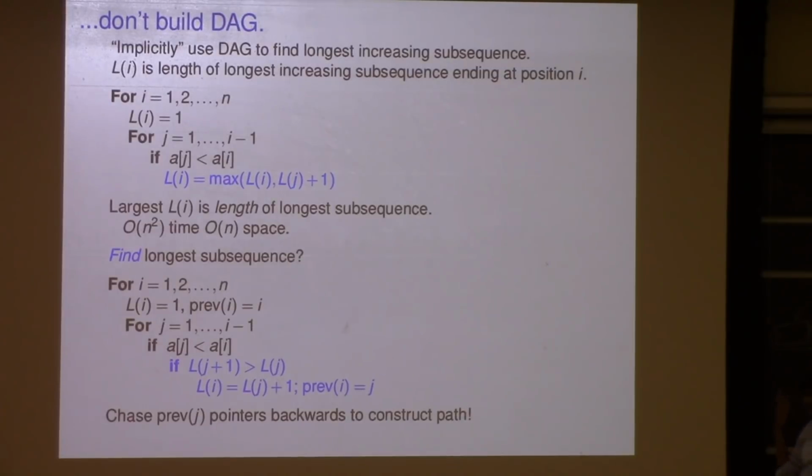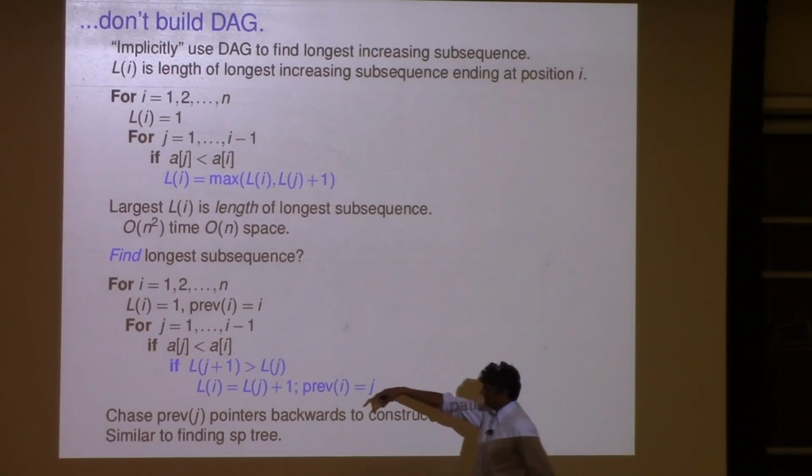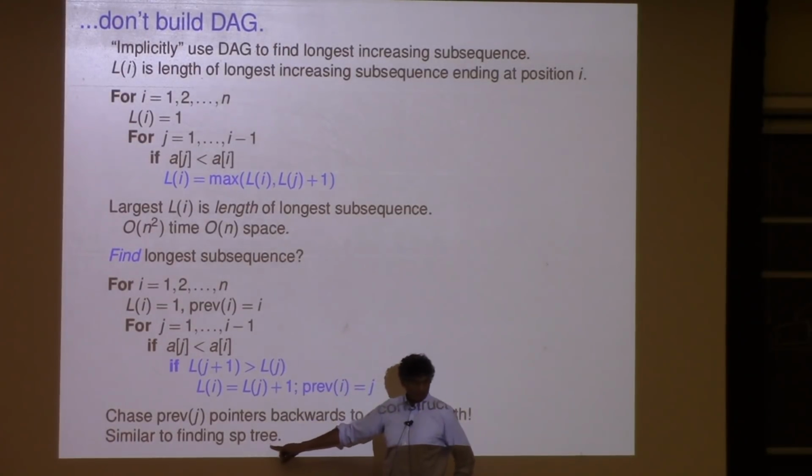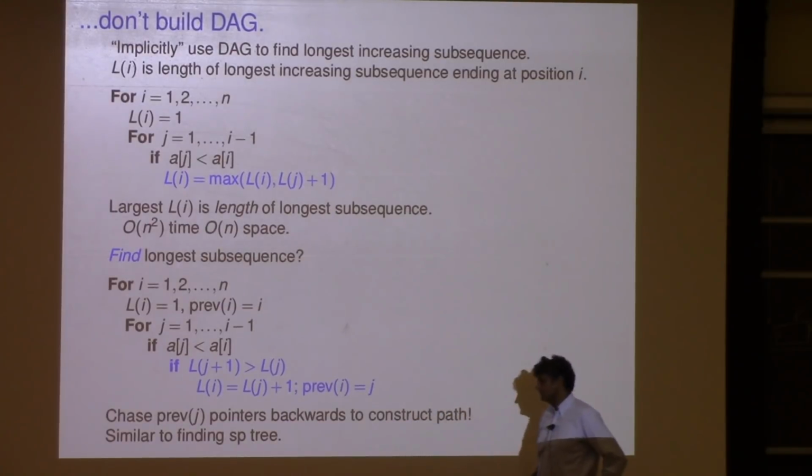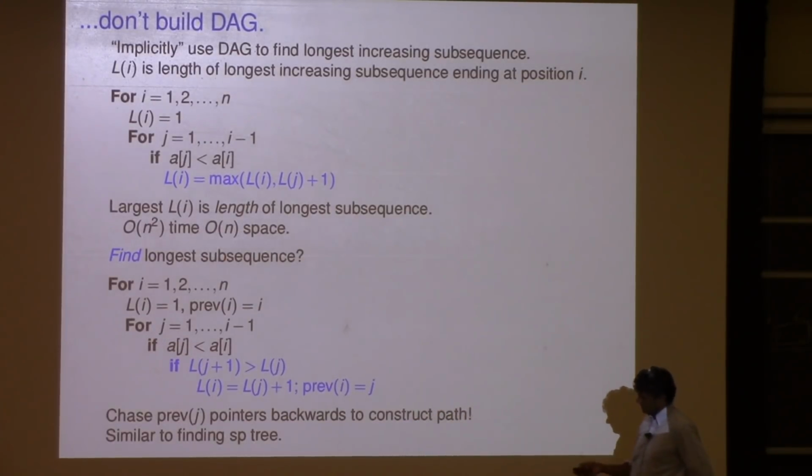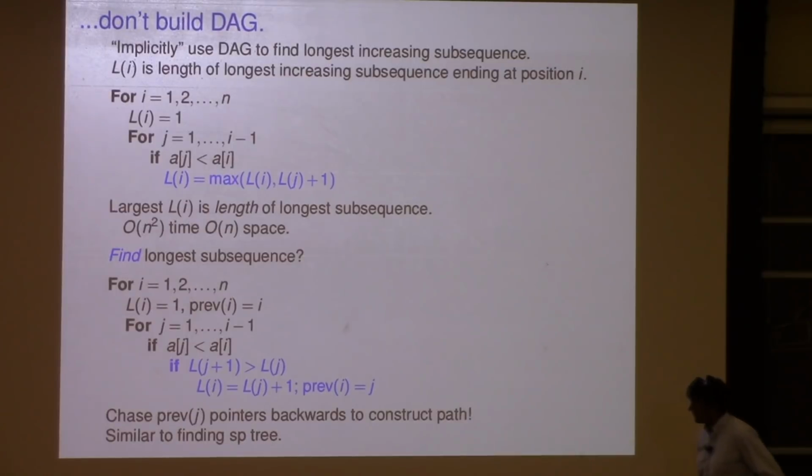We also had the same issue when we had shortest path trees, right? We usually were just computing distances. We didn't think about what the tree was. That's just something recoverable using pointers. Any questions?